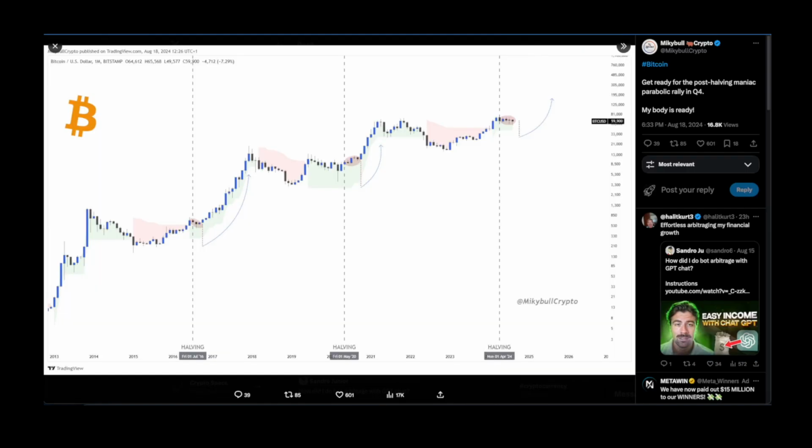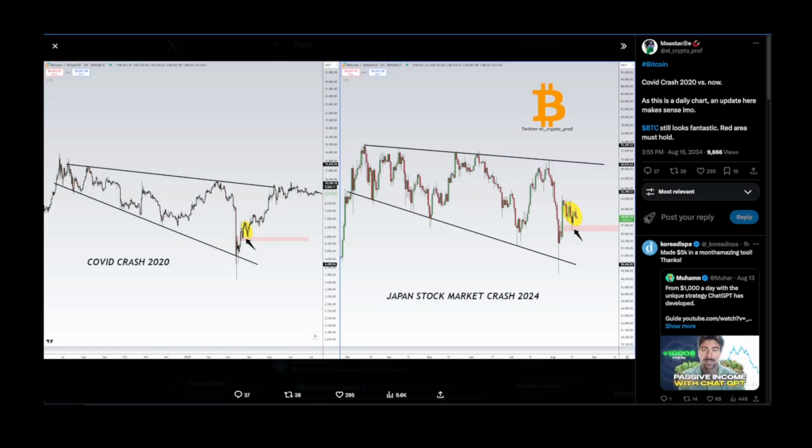And now guys, another chart basically is showing the same thing. Mr. Mickey Bull Crypto is saying that you should get ready for the post-halving maniac parabolic rally in Q4, and his body is ready. Heck, mine too. But anyways, another chart, ladies and gents.